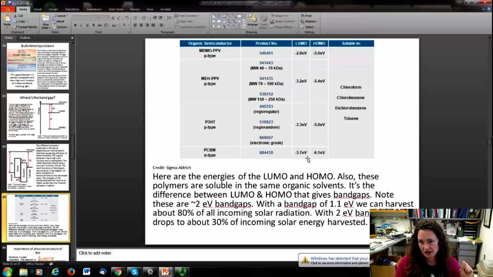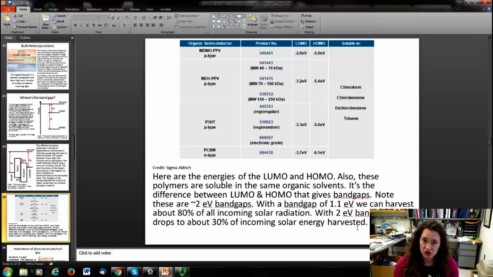If you look at it, it goes from about minus 3.7 to about minus 6.1, so that's a difference of about 2-ish eV. All of them have about that much of a difference. Now, with a band gap of 1.1 eV, which is similar to silicon, we can harvest about 80% of all incoming solar radiation, and that's because of the energy of the solar radiation that's coming in.